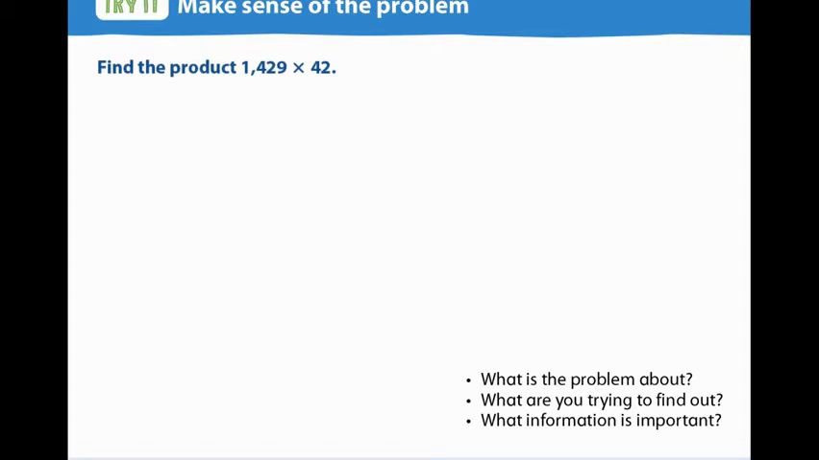Find the product 1,429 times 42. So something that is important is the problem is about finding the product. And we have to know the definition of the word product in order to be able to know what to do here. And we have the multiplication sign. So product is a fancy word for the answer to a multiplication problem. We're trying to find the product, and the important information is the numbers. 1,429 times 42.